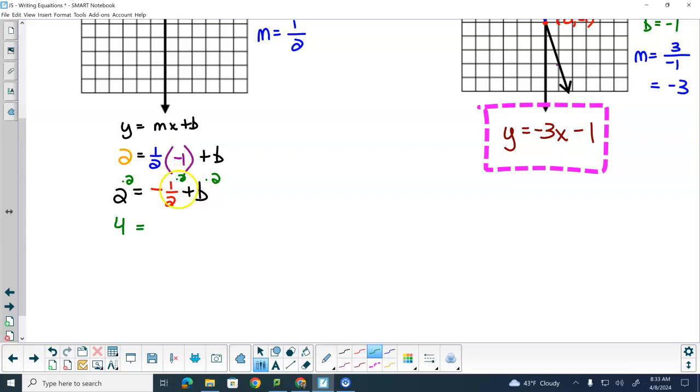So negative 1/2 times 2 is, what's left over? It's not crossed out, right? -1. 2 times b, 2b. Okay, I want to solve for b. What's the first thing that I've got to do? It's right here. Add 1 to both sides. 4 plus 1?